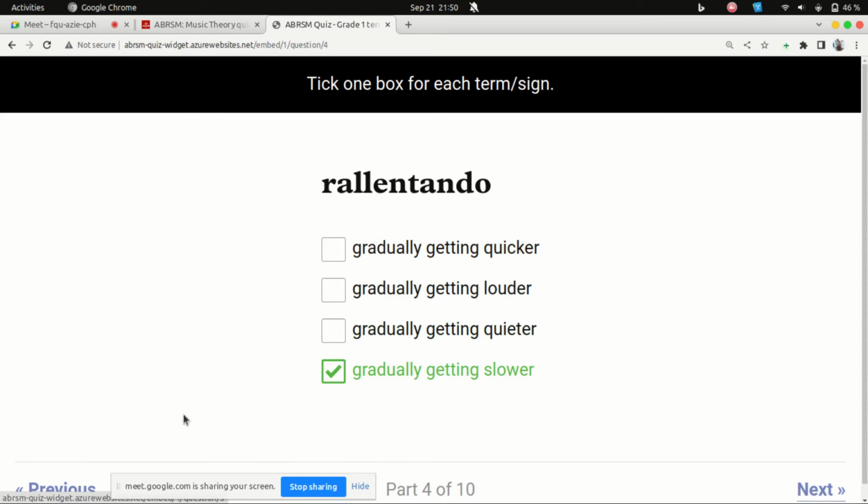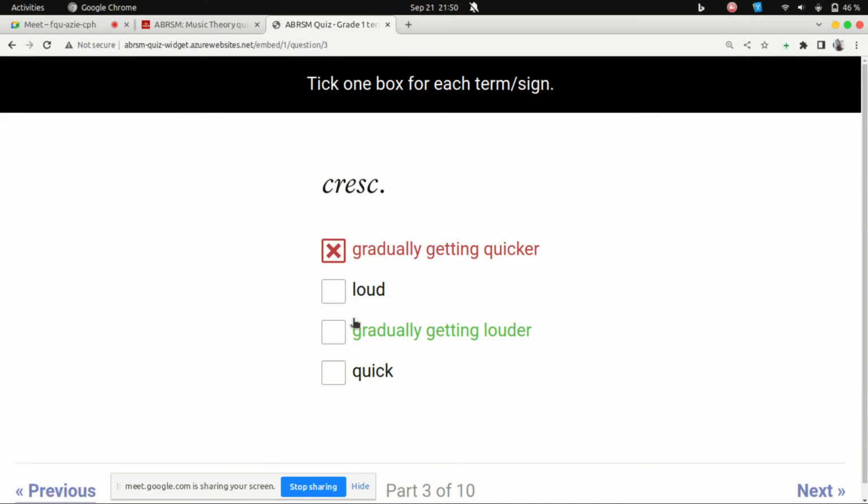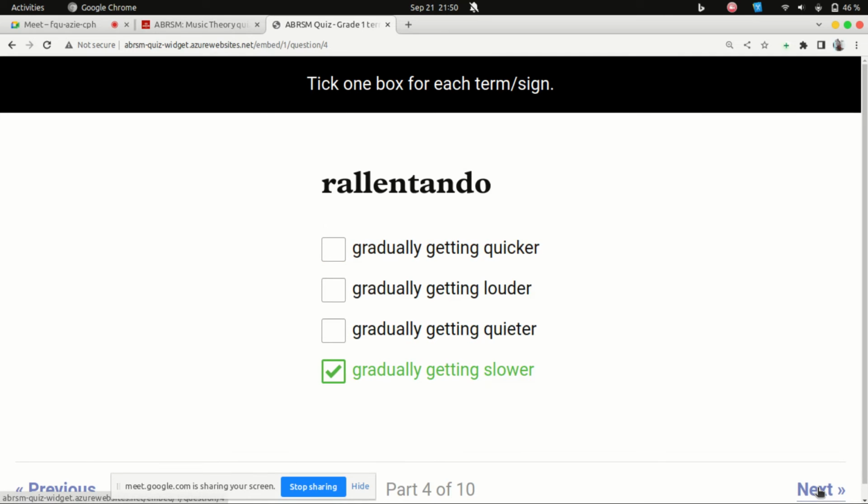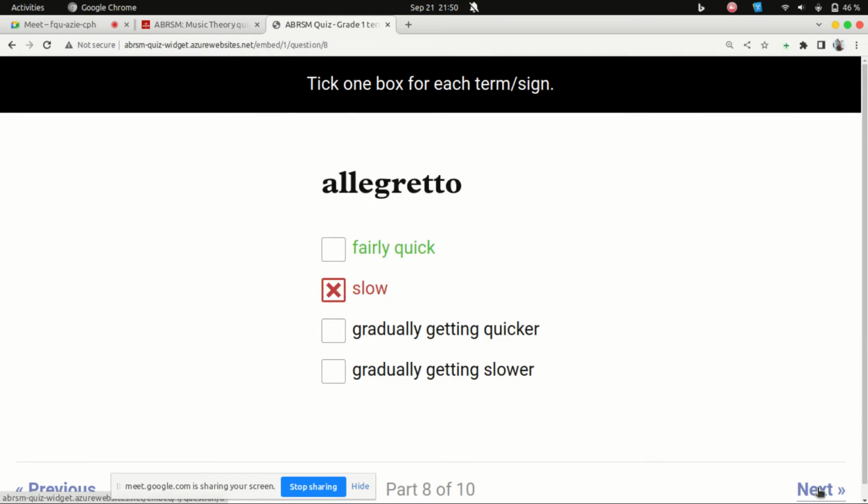Crescendo is gradually getting louder. Crescendo, remember, louder, not quicker. Quicker is accelerando. And then we have allegretto. Allegretto is fairly quick.